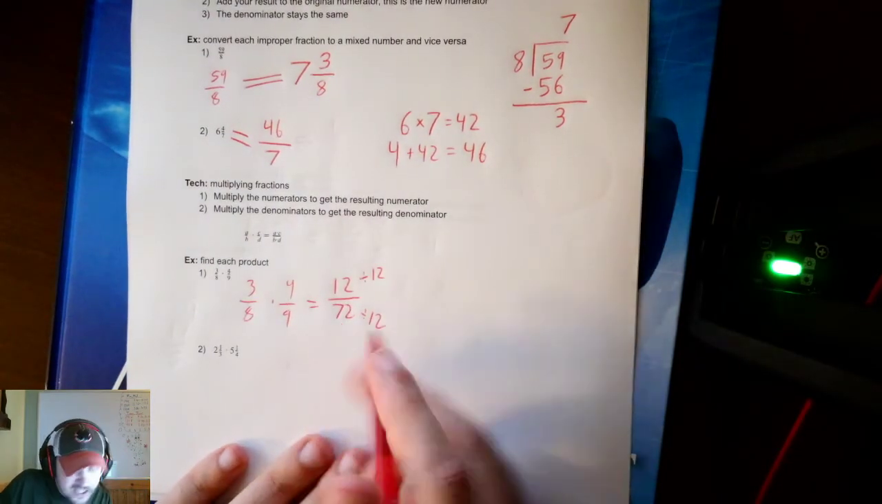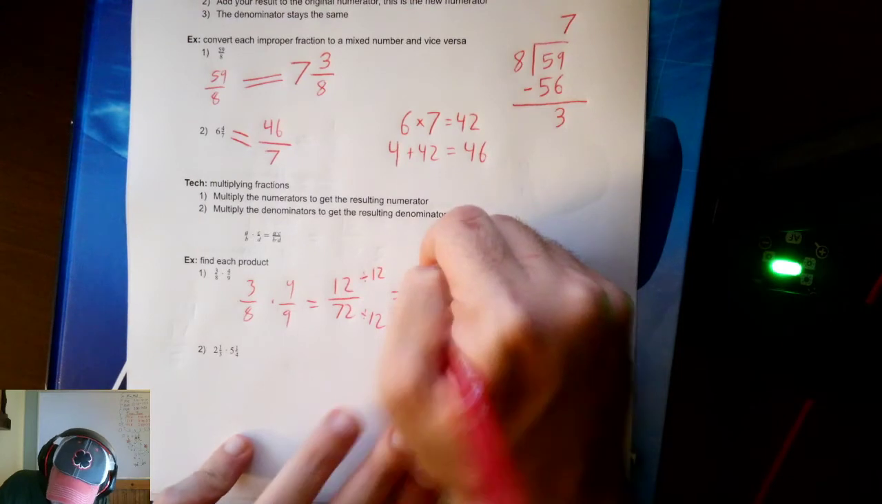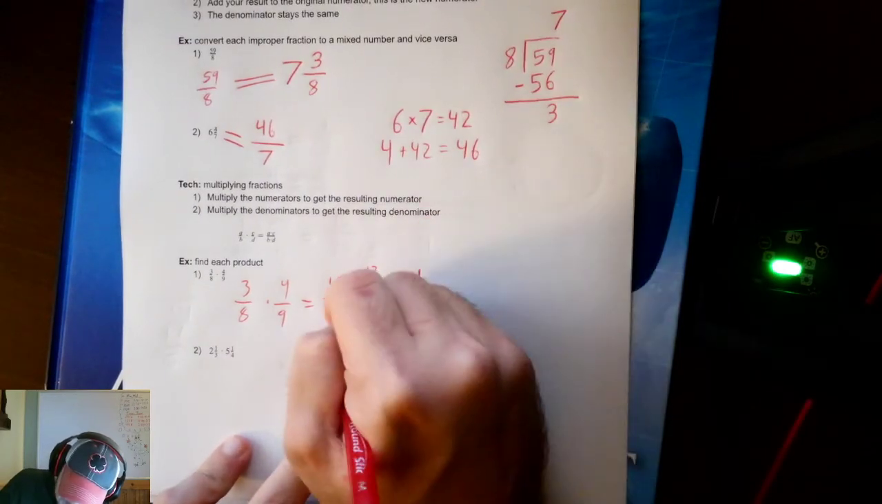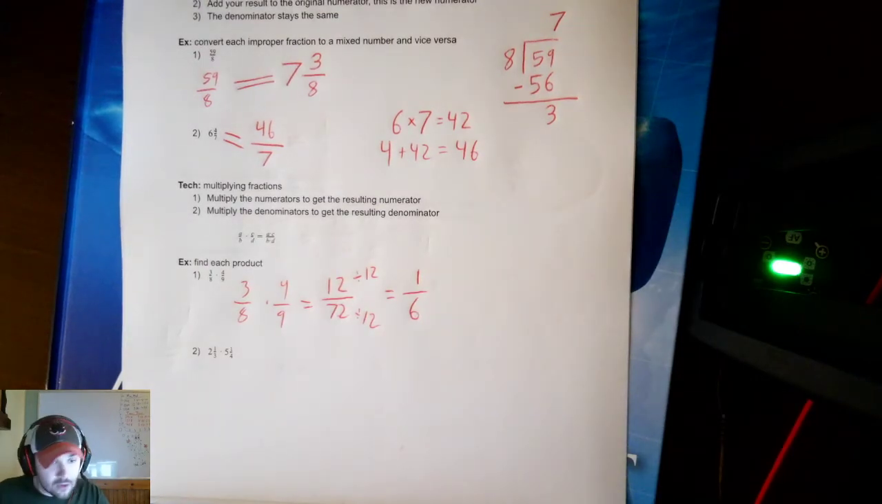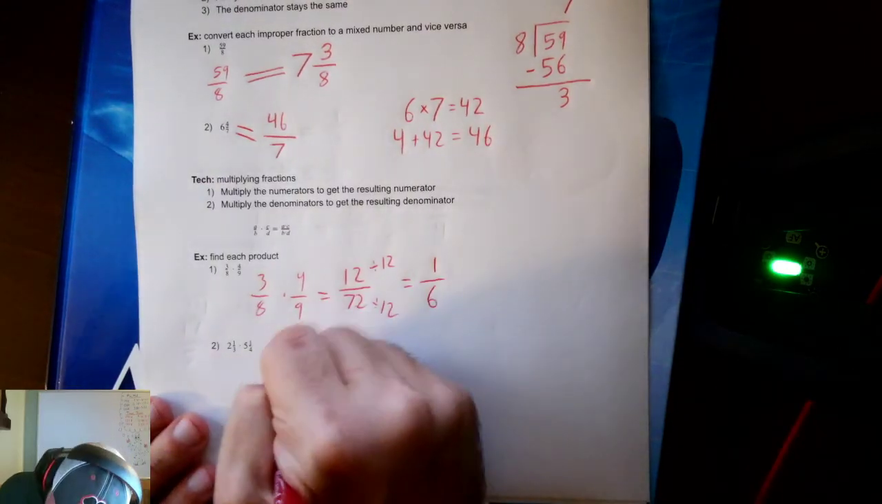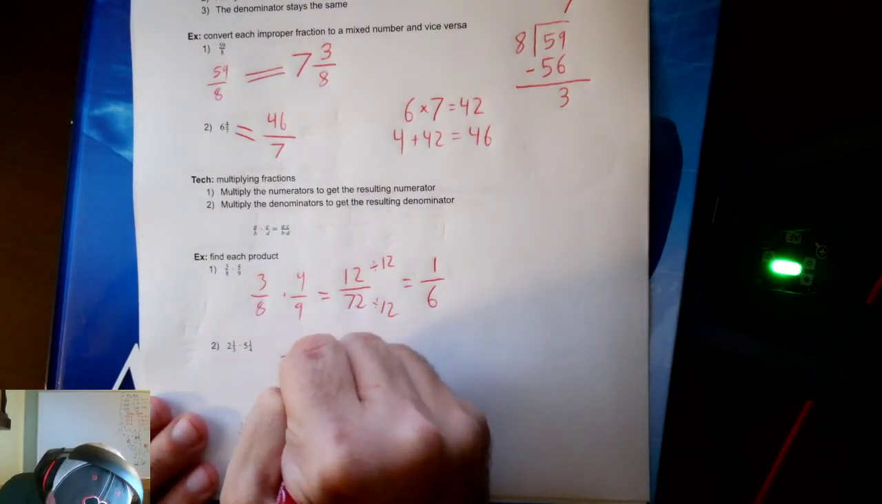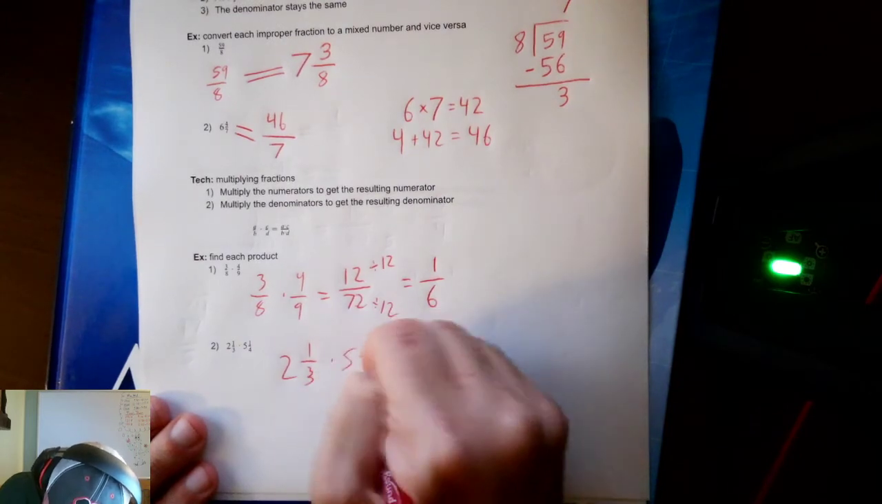12 goes into 72 because 12 divided by 12 is 1 and 72 divided by 12 is 6. So I get 1 over 6 when I multiply. How about the next one? 2 1/3 times 5 1/4.